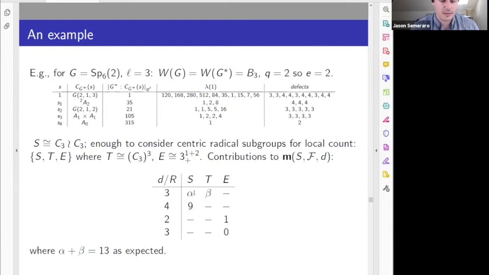So S contributes alpha plus 9 because it has characters of defects 3 and 4. It's just a direct product, so we can see that directly. T contributes some number beta, which we don't know, and E, well, I could work it out, but I didn't. And E contributes 1 character of defect 2, and no characters of defect 3. But we know that alpha plus beta is 13, so one can check that the numbers produced by this local count actually do agree.